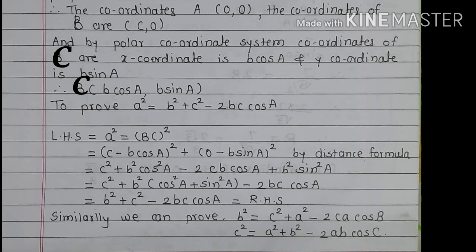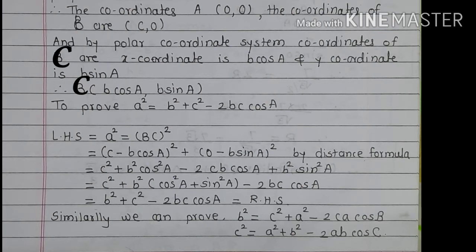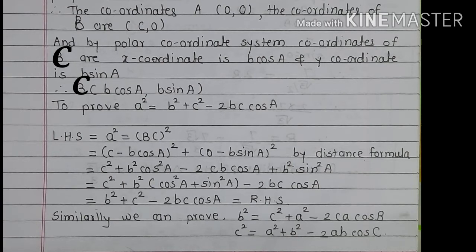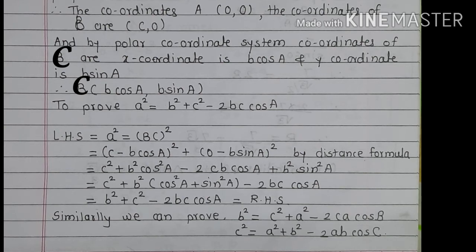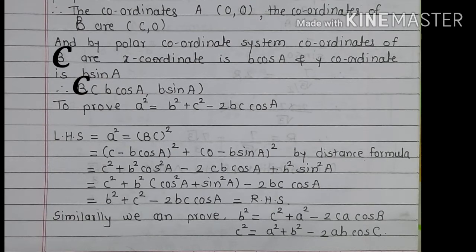To prove a square is equal to b square plus c square minus 2bc cos A, left hand side is equal to a square. We know that a is equal to length of BC, therefore it is BC whole square. By distance formula, coordinates of B are c and 0 and coordinates of C are b cos A and b sin A, therefore it is (c minus b cos A) whole square plus (0 minus b sin A) whole square.